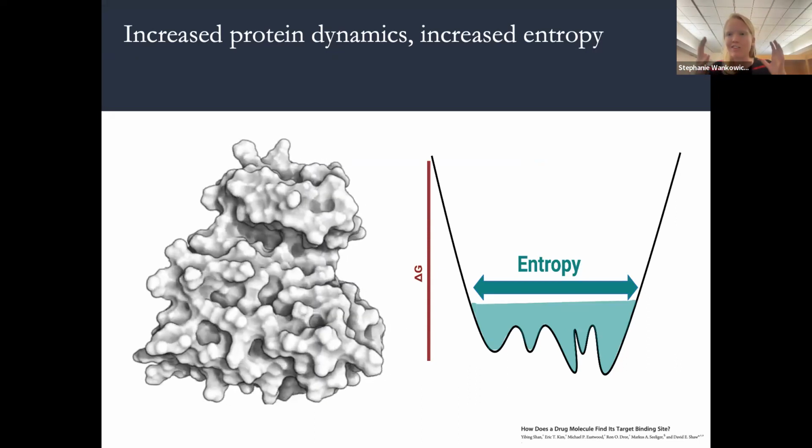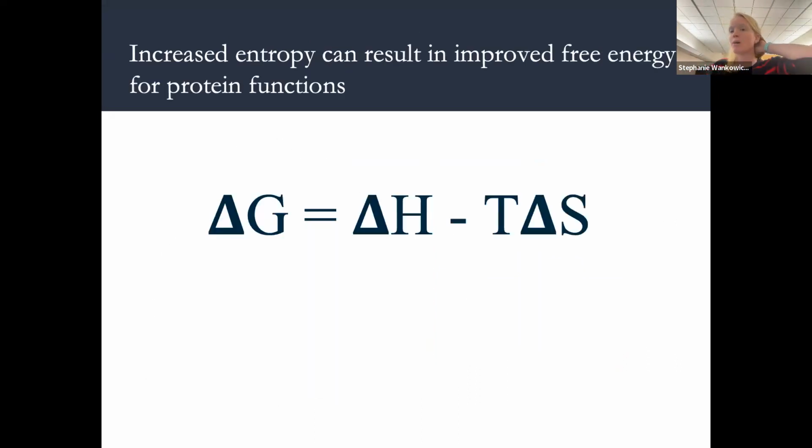Well, I guess physics underlies biology, but it all comes back to this equation called the Gibbs free energy equation. The Gibbs free energy equation dictates any sort of protein function that you have. This delta G is the Gibbs free energy, and it's made up of a delta H, the enthalpic portion, but it's also made up of the delta S, the entropic portion.